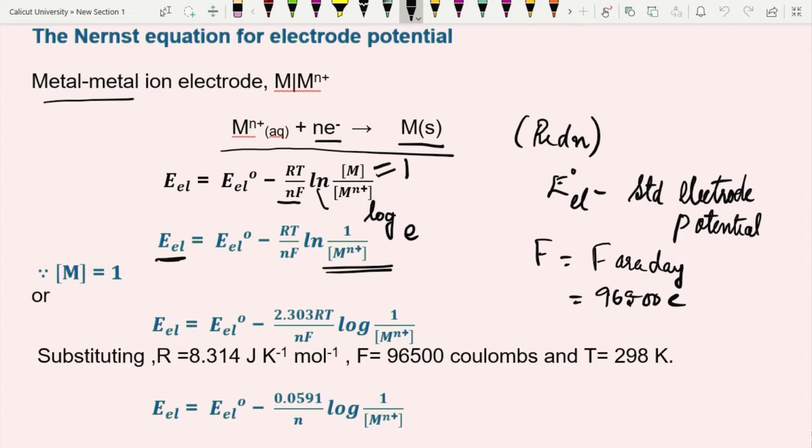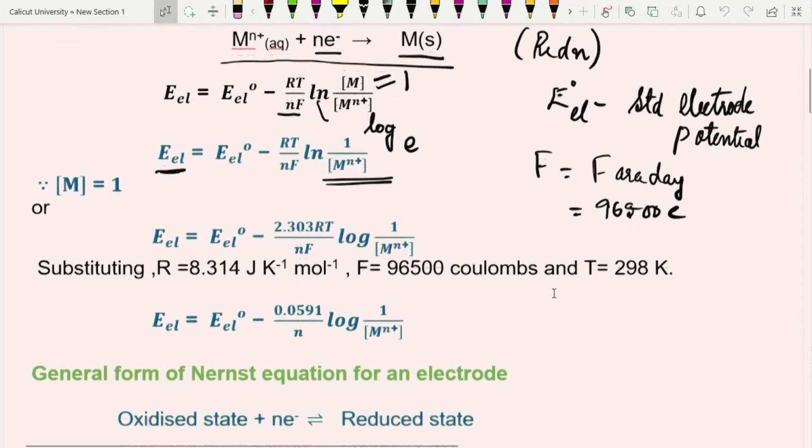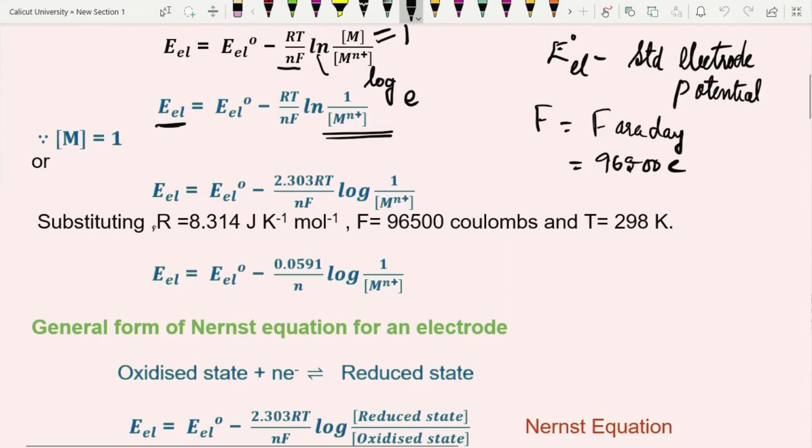Okay. Now, I am going to convert this into the logarithm to the base 10. We have to multiply the term with 2.303. Now the expression takes the form E of electrode is equal to E naught of electrode minus 2.303 RT by nF log 1 by the molar concentration of Mn+ ions.